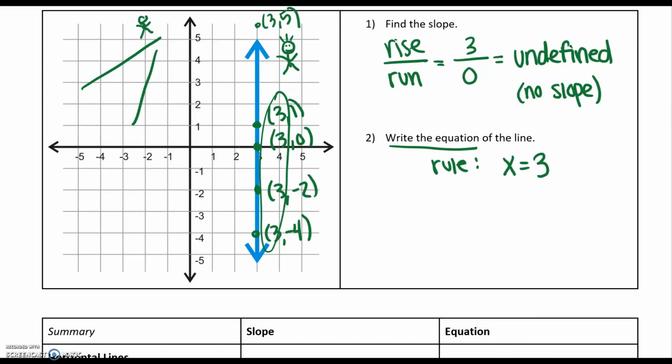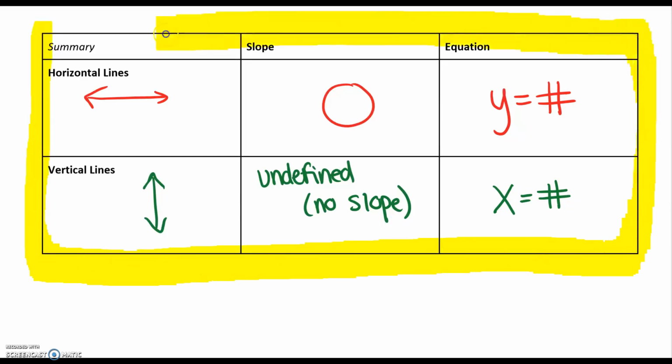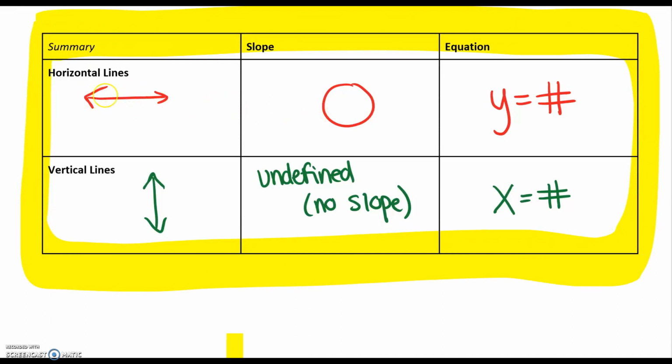That's how you write the equation of any vertical line. It's always x equals whatever the number is of the x-coordinate. Okay, so this summarizes horizontal and vertical lines. Okay, horizontal lines, if you try to ski on them, you wouldn't move. So it has a zero slope. Vertical lines, you try to ski on it, you'd fall to your death. That's why it's undefined or no slope.